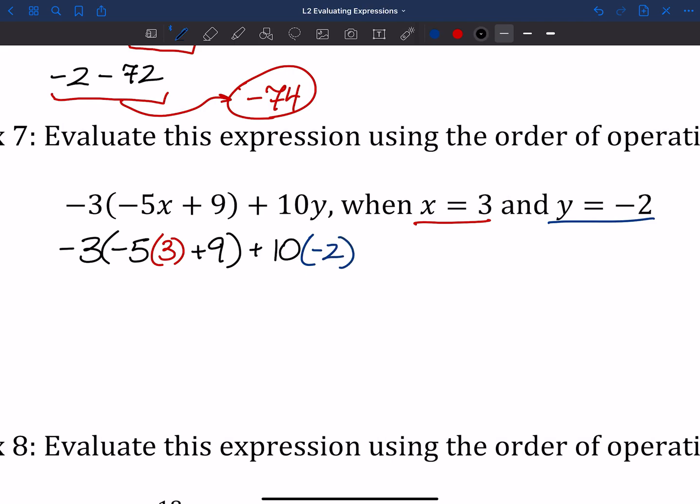All right, we need the parentheses around both the x part and the y part here because they are multiplying, right? We need to make sure that we're not saying minus 53 and 10 minus 2, right? We have multiplication going on there. Okay, so I'm going to look in this first set of parentheses here, and inside of there, I'm going to start with the multiplication, negative 5 times 3. All right, so negative 5 times 3 is going to give us negative 15 plus 9, and then everything else stays the same.